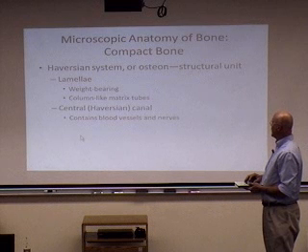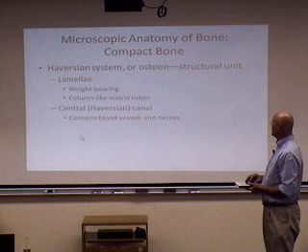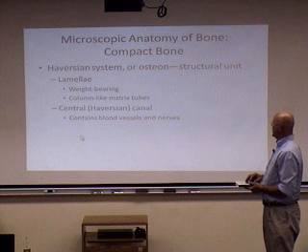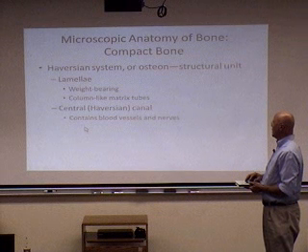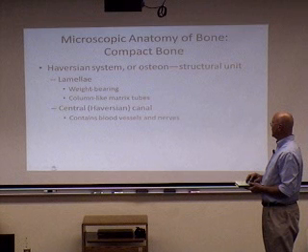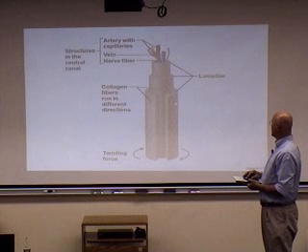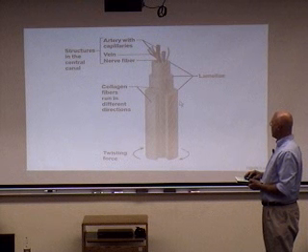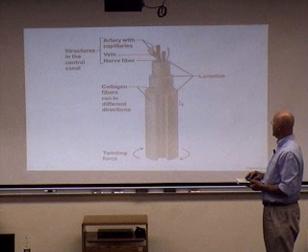Compact bone is set up in repeating structural units called osteons. Osteons are composed of a bone matrix, and they have a central canal called the Haversian canal that contains blood vessels and nerves. So if we look at that osteon, here's the structural unit of bone. It's repeated millions and millions of times within the actual bone tissue.